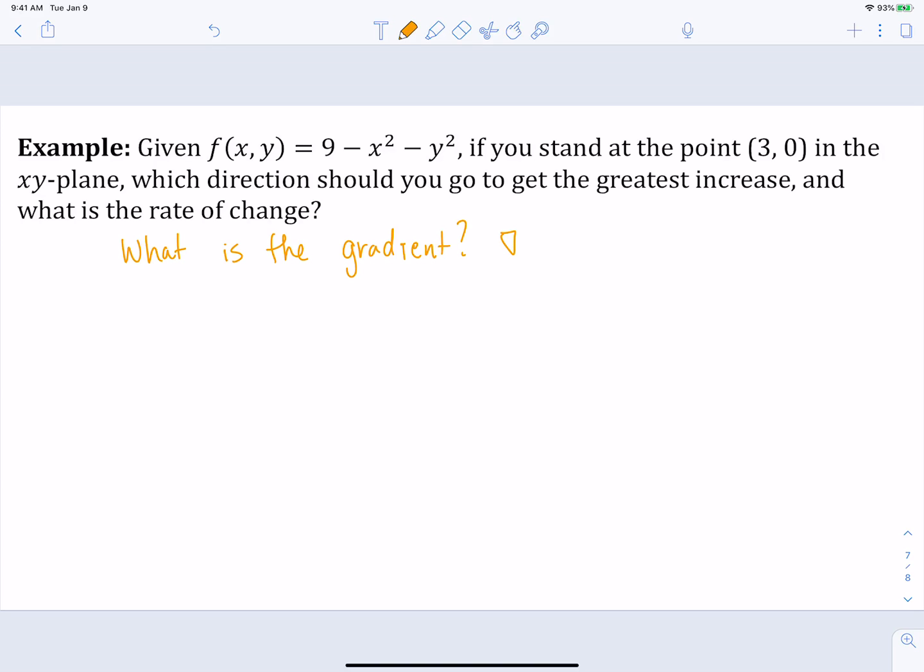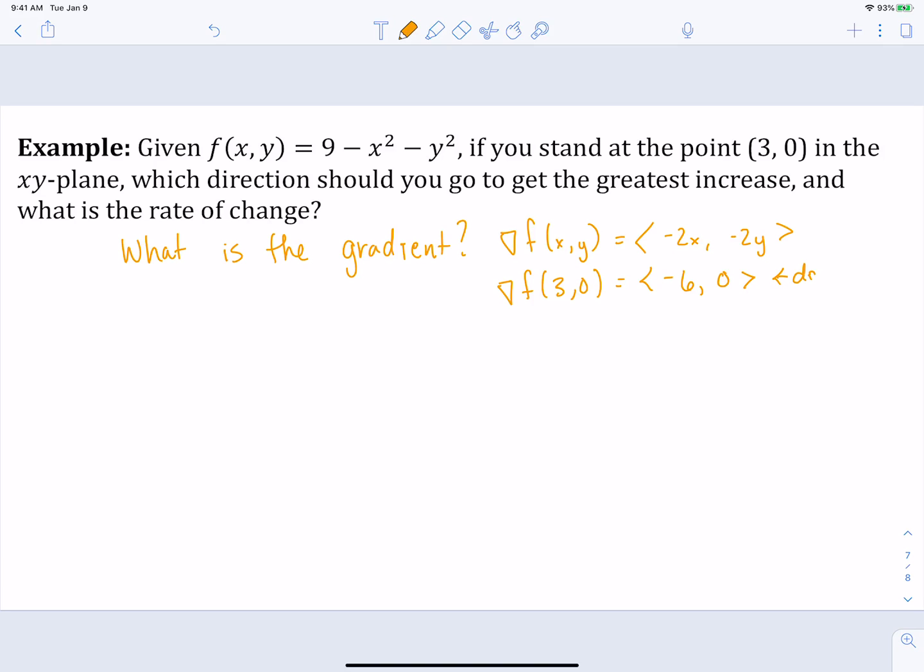So our general gradient is again the partial derivative of x as the first component, and the partial derivative of y as the second component. Let's make sure we get that as a vector. Then if we want the gradient at that particular point, that is just a matter of plugging the point 3, 0 into our gradient vector. So we're going to get -6 and 0.